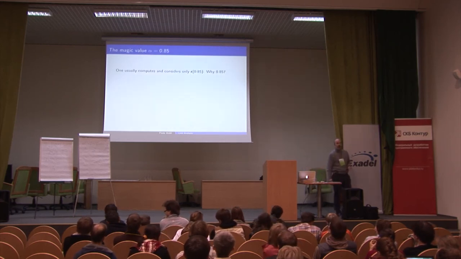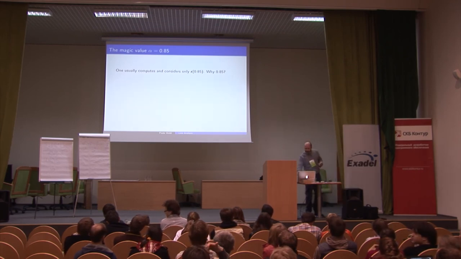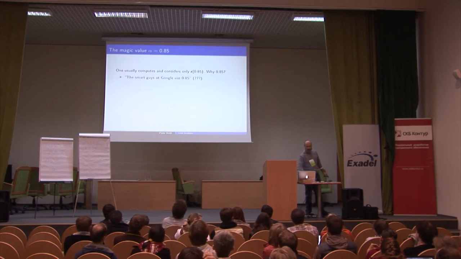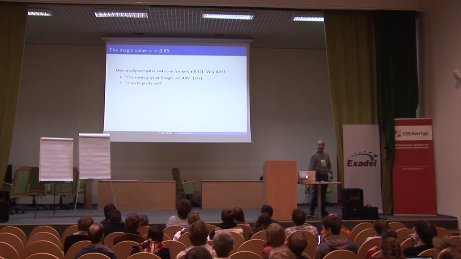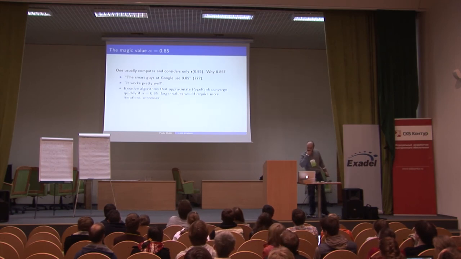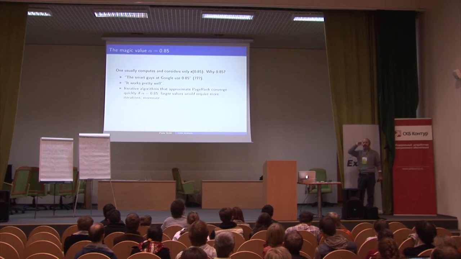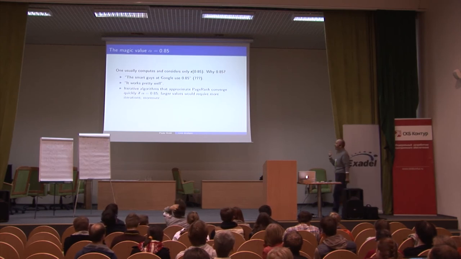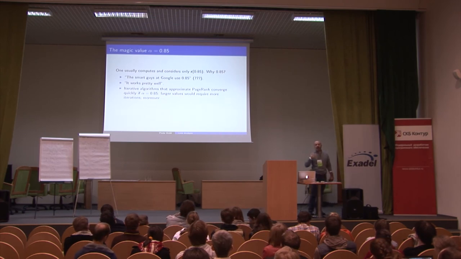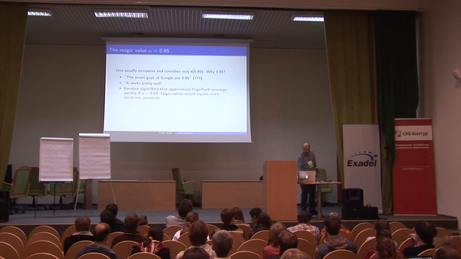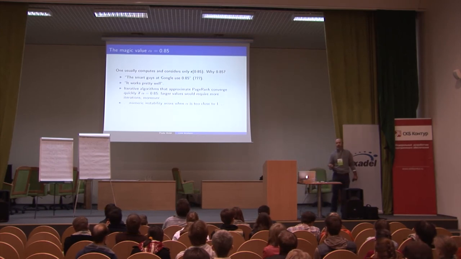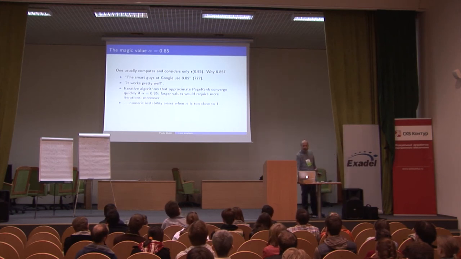So let me get back to the problem of choosing alpha. Why is alpha equal 0.85 good? Because the smart guys at Google use it. Or because it works pretty well, as they say. Actually, there is a computational reason. When alpha gets bigger and bigger, closer and closer to 1, the computation becomes harder and harder, in the sense that all the approximation methods tend to converge more and more slowly. So taking alpha equal 0.85 is good, because if you take larger values, the computation will become more difficult, and actually numerically unstable. So there are some computational reasons to use alpha not too big.